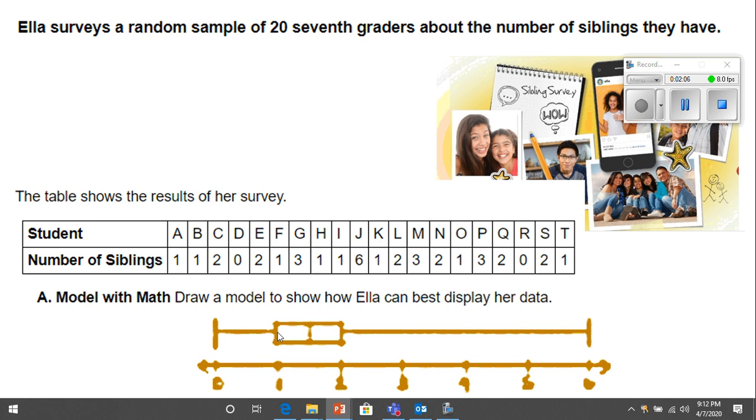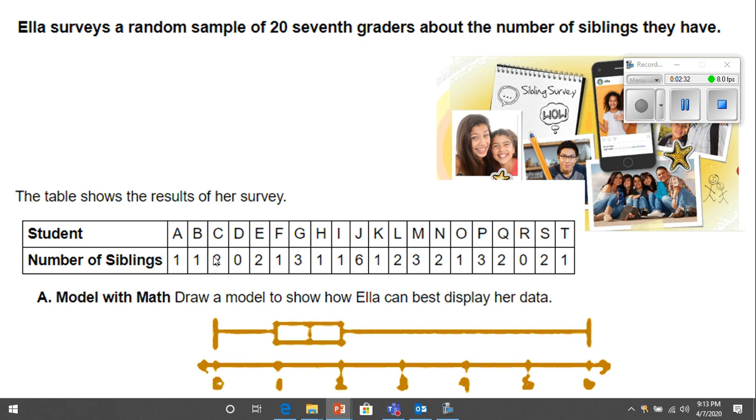Now, you might be confused saying, well, why isn't it ending at 1.5? And that's because after the number 1 is the number 2. And that means the second quartile is going to end at 1, and then the next quartile is going to begin at 2. So we have to find the middle of 1 and 2, which is 1.5.